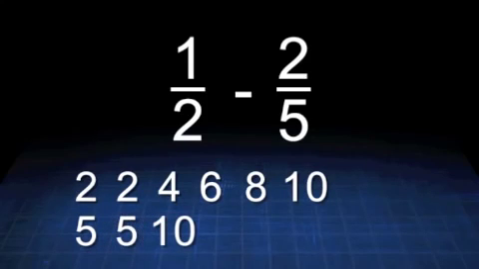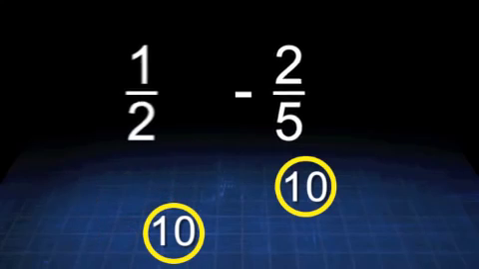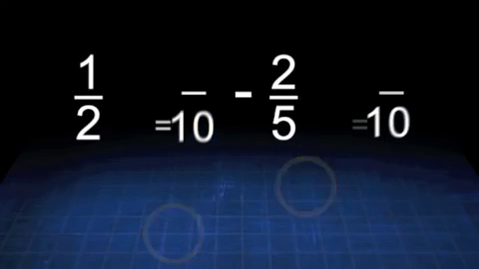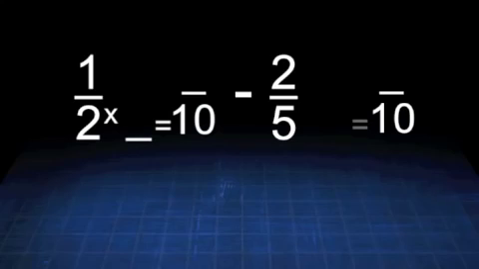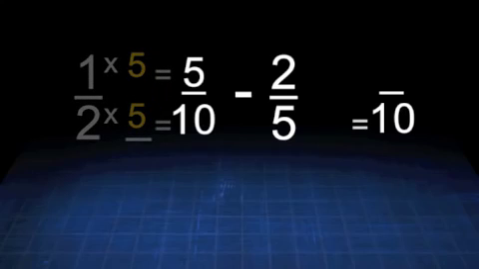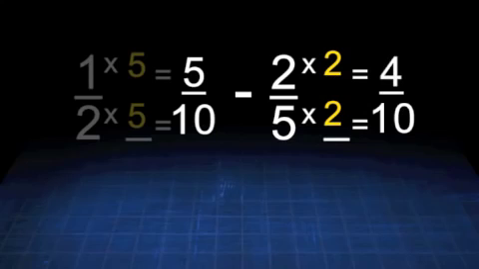The LCD is 10. Change 1/2 into a fraction with a 10 as a denominator. 2 times what will give you 10? 5. Multiply both the denominator and the numerator by 5 to get 5/10. Now change 2/5 into a fraction with the new LCD. 5 times what equals 10? 2. 5 times 2 equals 10. Multiply the numerator and the denominator by 2 to get 4/10.